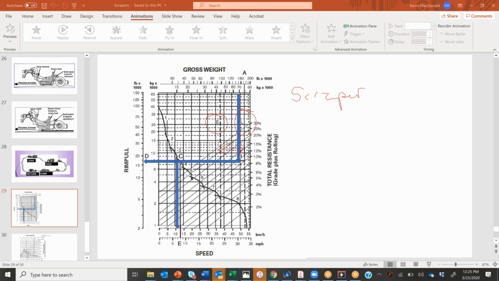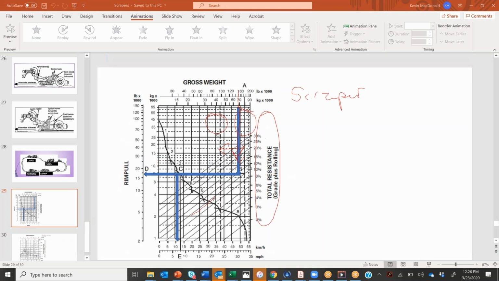We need to look at the loose density of the soil. We need to look at the bowl volume. We need to look at the fraction filled. Once we know what our weight is, we can come down and use this curve to determine several things. If we come down the weight until we hit the total resistance, and this is what we're going to talk about on Wednesday, the total resistance expressed as a grade, we'll encounter that line, right? We encounter these lines for different grades. In this case, we have a 10% grade.